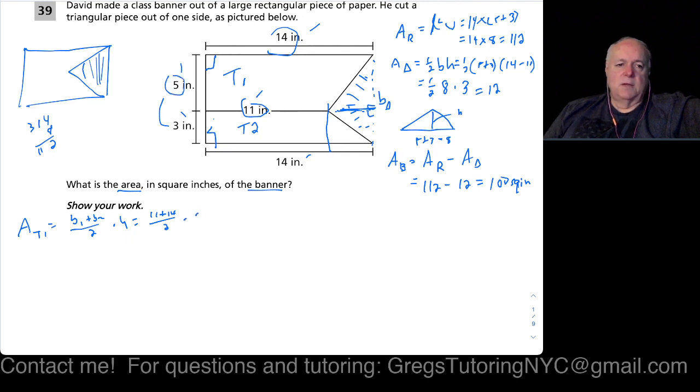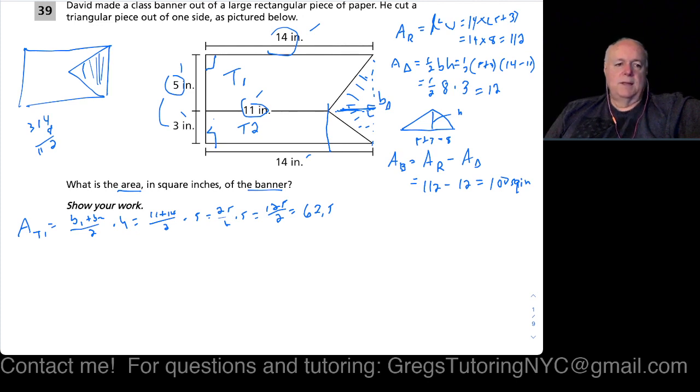Okay, so we get, what do we get? 25 over 2 times 5. And that's 125 over 2. And if we divide that, we get what? 62.5. Did I do that right? Give me a second. Let me just double check that. We have B1 plus B2, 14, 25 over 2 times 5, 125 over 2, 62.5. Yep, we did that right.